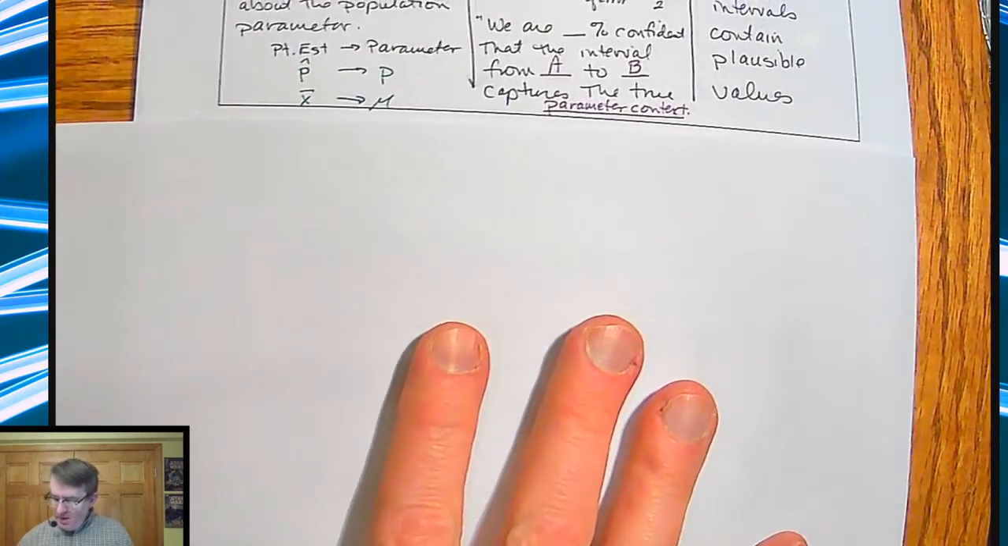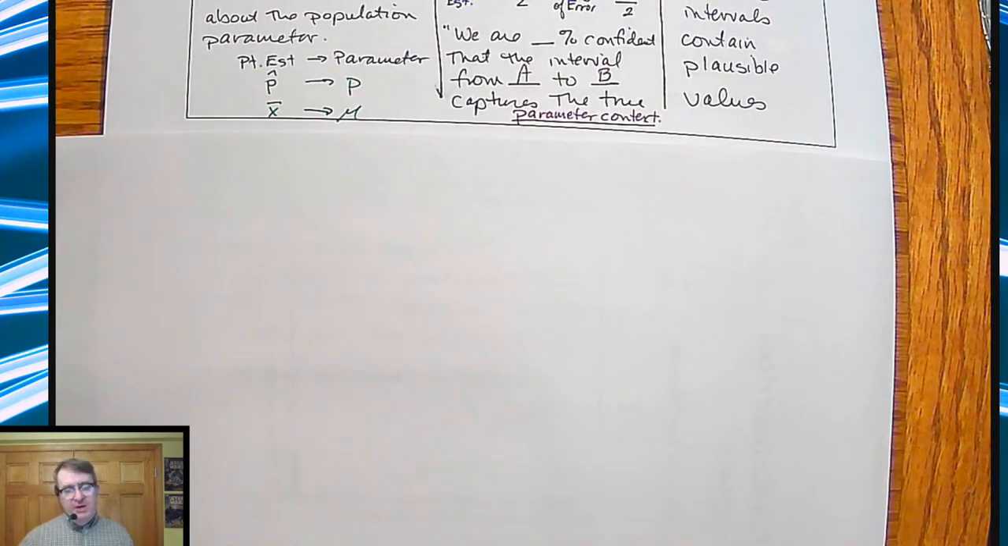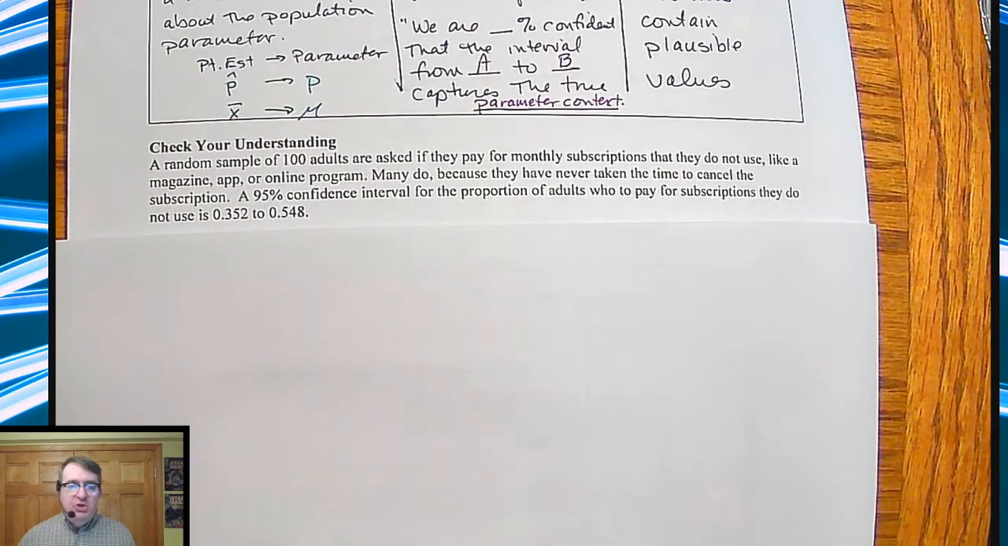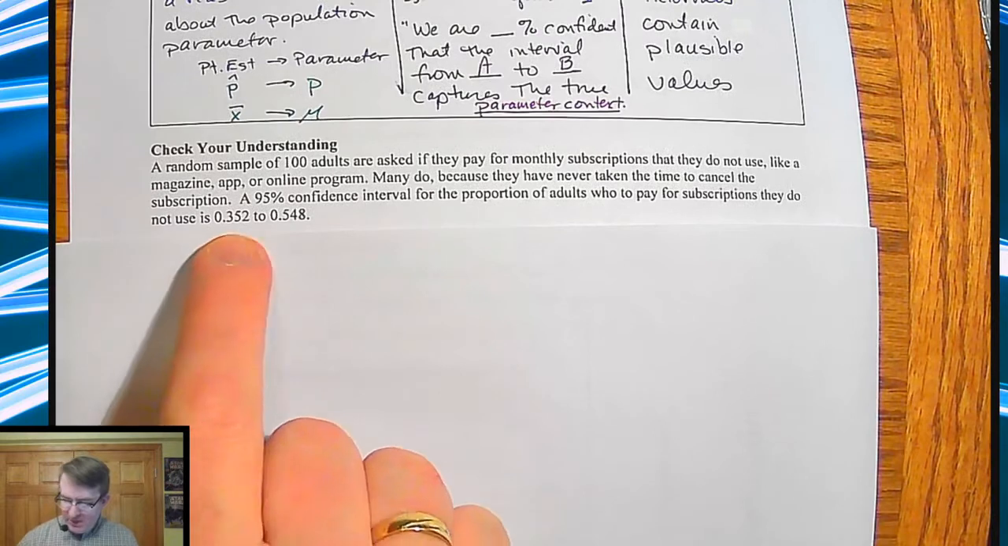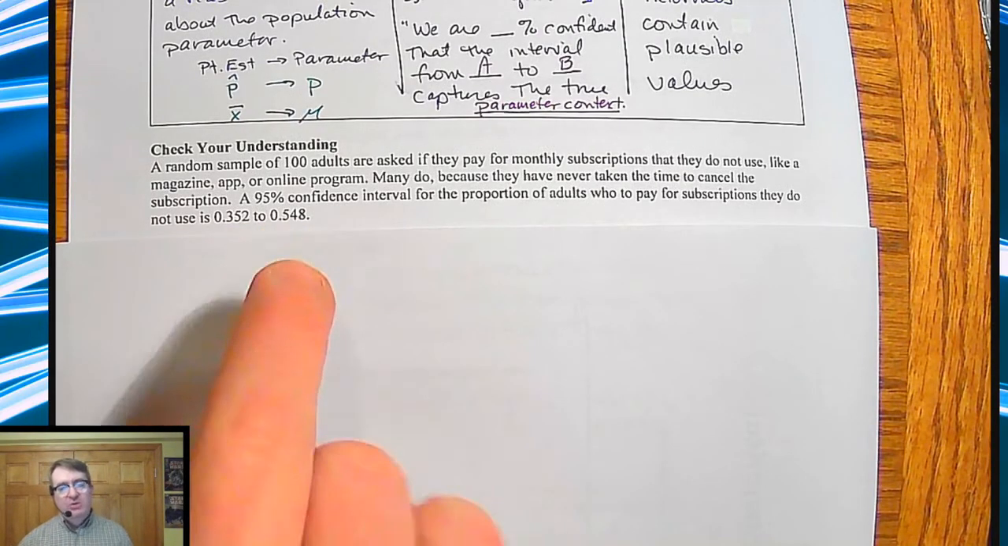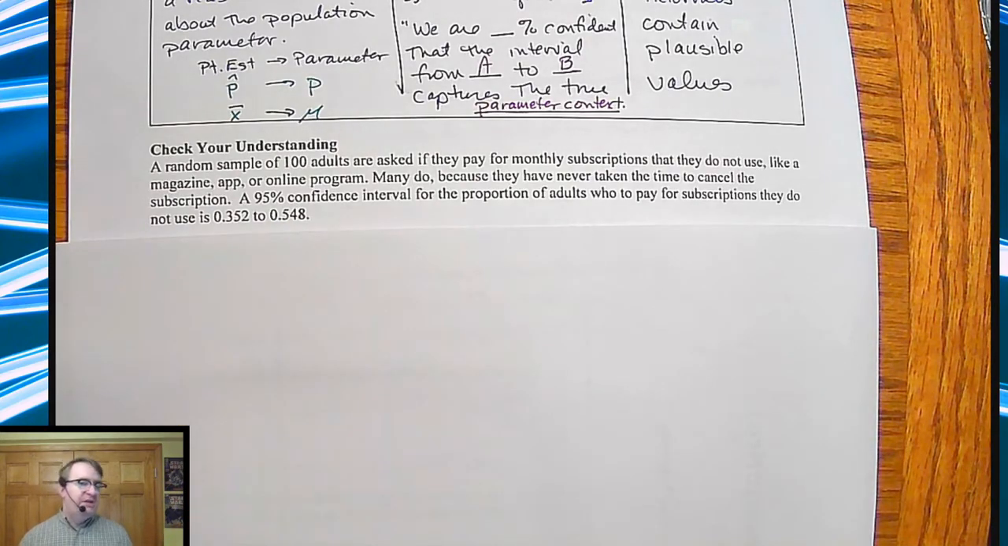Okay. So for the example that I want you to do, we'll explain it and then have you pause this. A random sample of 100 adults are asked if they pay for monthly subscriptions that they don't use, like magazines, apps, online programs. For many of you, might also be health clubs. Many do because they've never taken the time to cancel the subscription. So a 95% confidence interval of the proportion of adults who pay for the subscription that they do not use falls between 0.352 and 0.548. Take a look at the other questions, jot down some answers, and come back and check them out.